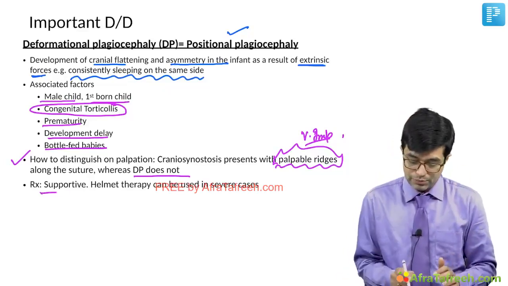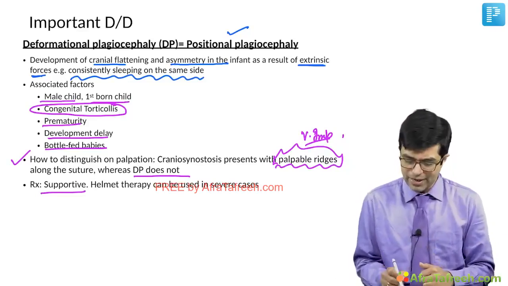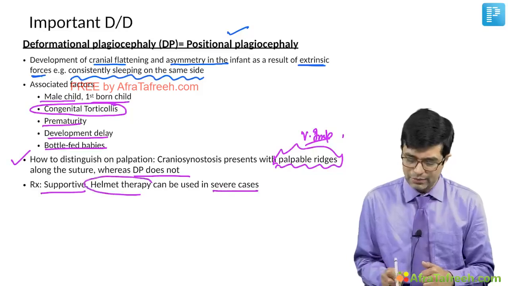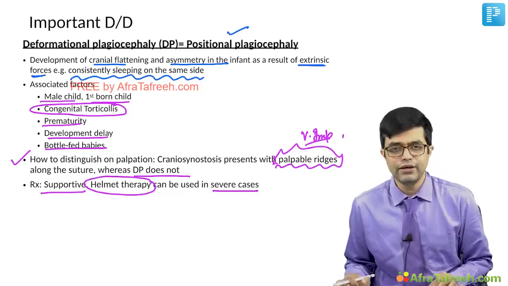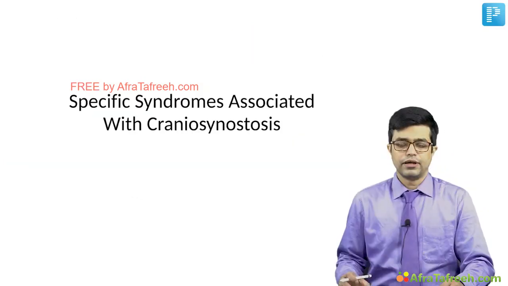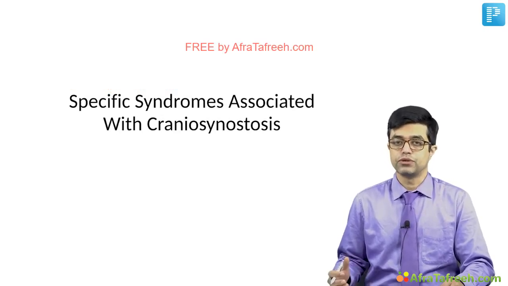So treatment is only supportive: reassure the parents, and lifestyle and positioning changes are done. In severe cases, you may do helmet therapy. Details are beyond our discussion. So this is an important differential diagnosis for craniosynostosis. And finally, we discuss some specific syndromes associated with craniosynostosis.